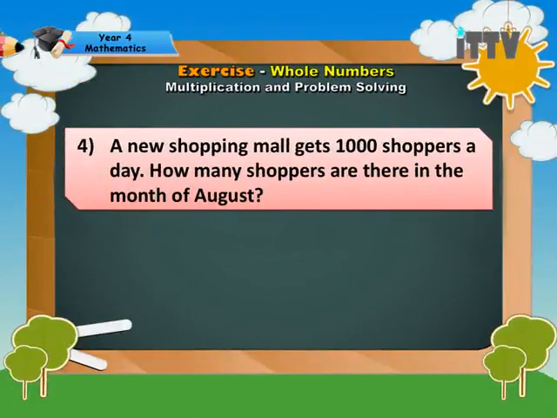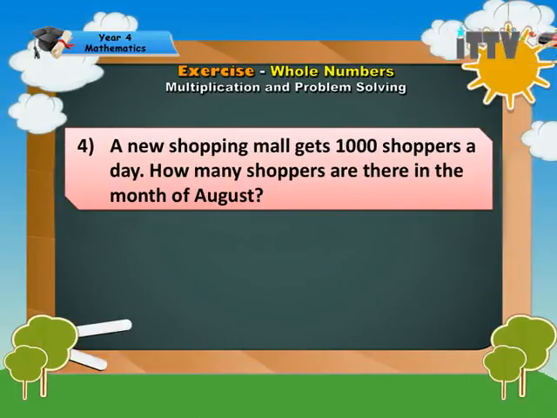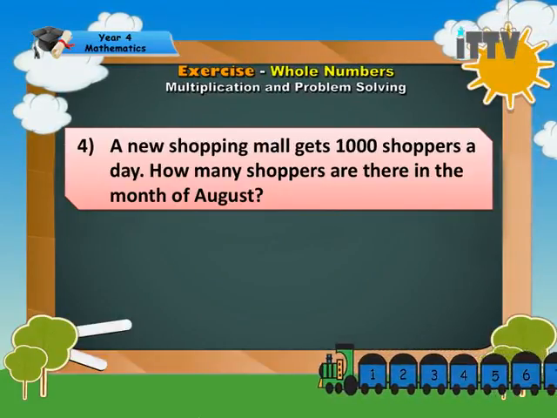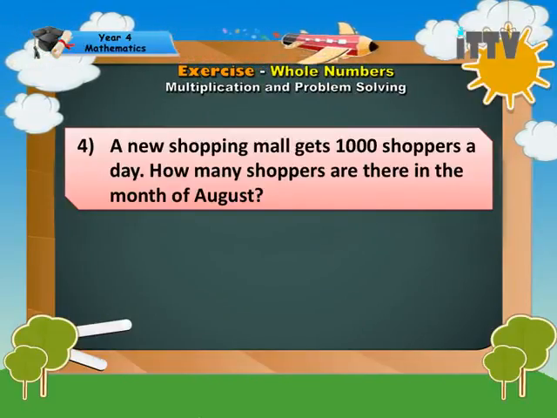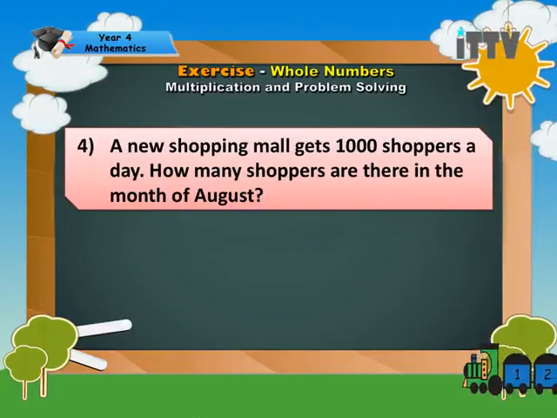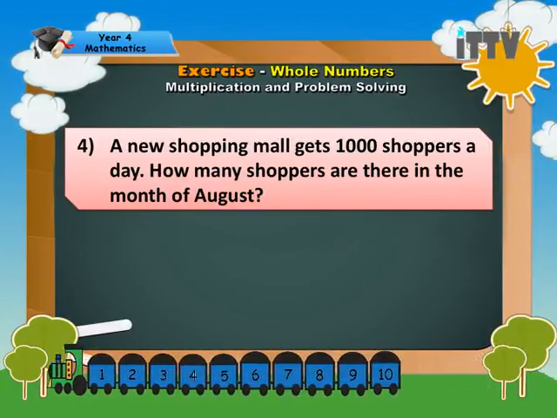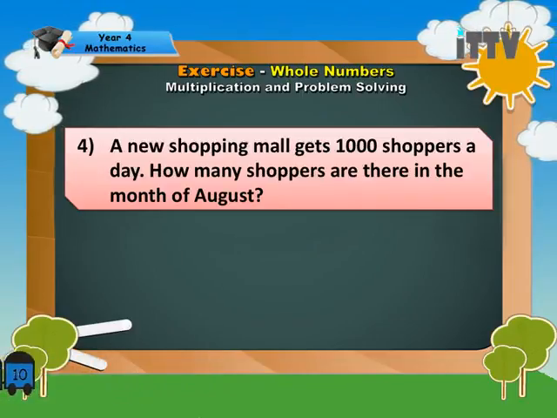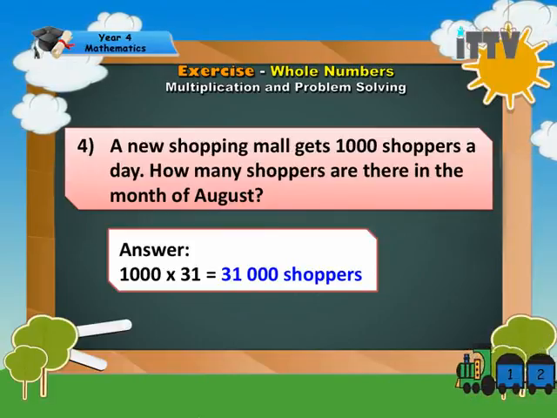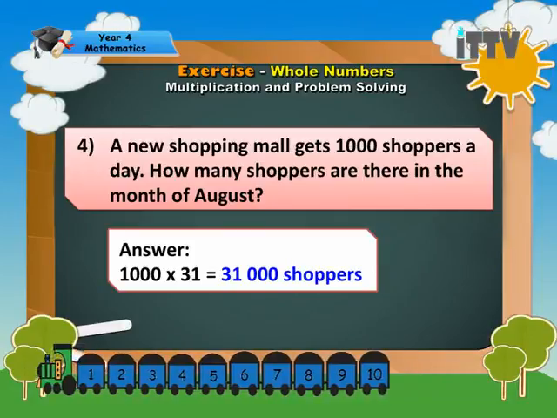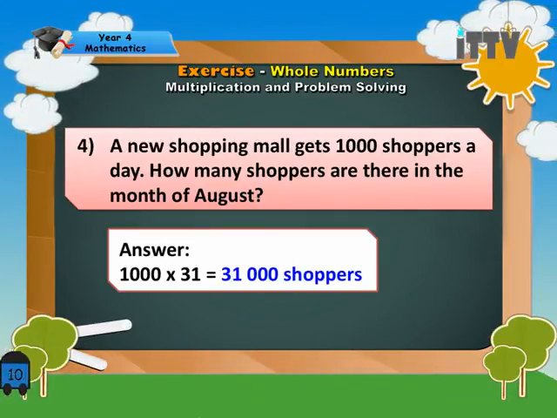Okay? As for question number 4, a new shopping mall gets 1,000 shoppers a day. How many shoppers are there in the month of August? First of all, can you tell me how many days are there in the month of August? 30 or 31? 31. Okay, let's try to understand the question first. Now, here we know that in one day, the shopping mall gets 1,000 shoppers. In the month of August, which has 31 days, how many shoppers do we have? So, it's the process of repeated addition, which is multiplication. So, since August has 31 days, we will take 1,000 multiplied by 31. So that will give us 31,000. That's the answer, 31,000 shoppers.